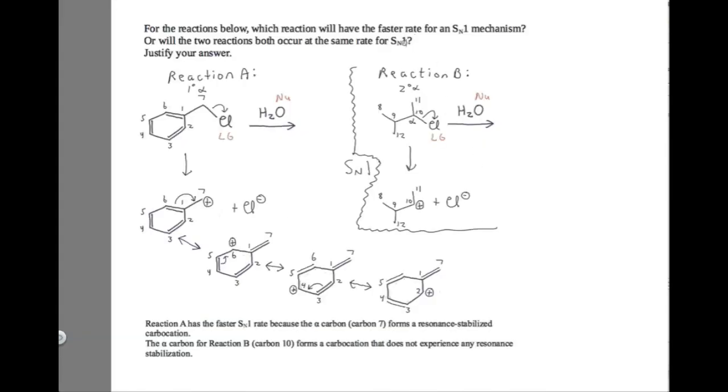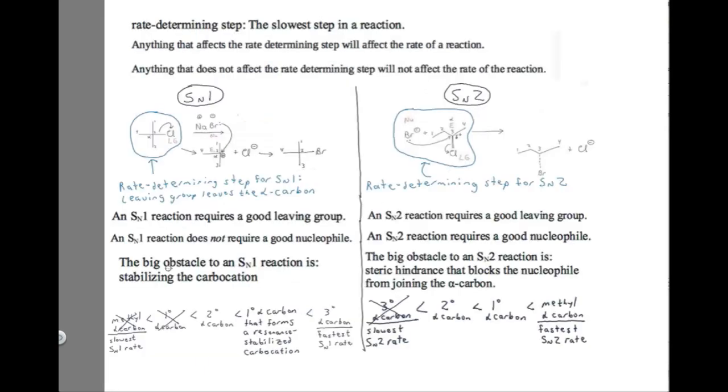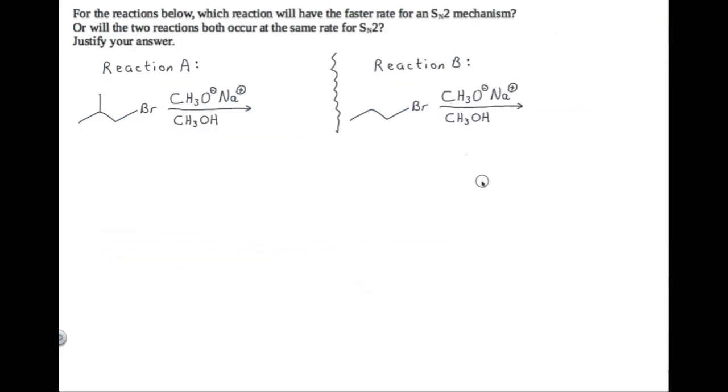Remember that this problem involved an SN1 mechanism. And what is the big obstacle to SN1? The big obstacle for SN1 is stabilizing the carbocation. So for that problem, the SN1 reaction that was faster was the SN1 reaction that allowed a more stable carbocation. When thinking about SN1, focus especially on the big obstacle to SN1, stabilizing the carbocation. You can stabilize the carbocation with a more substituted alpha carbon, but you can also stabilize the carbocation with resonance stabilization. Please pause the video and try this problem.